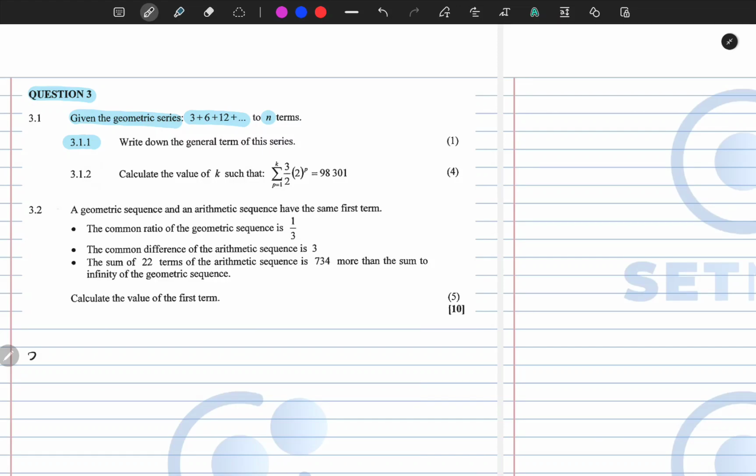So essentially the question which they are asking us for 3.1.1 is, what is Tn equal to? That is what they mean when they speak of the general term of the series.